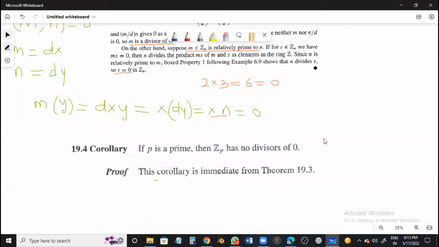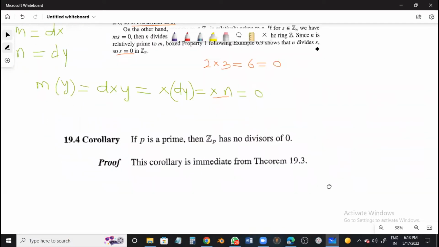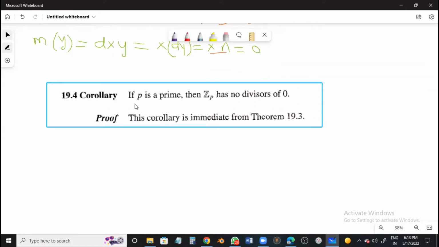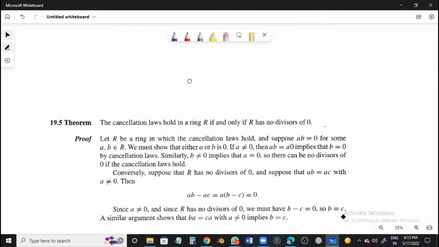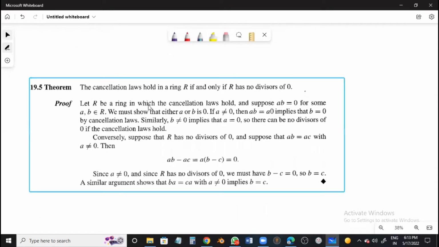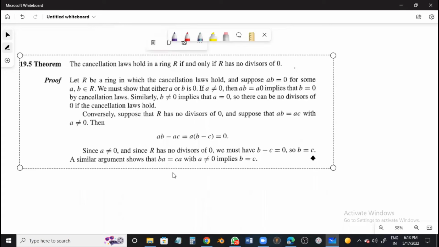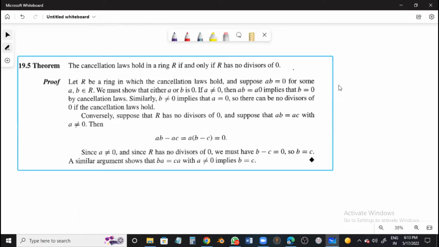Let us use this concept, and we know in case of prime, in case of Zp, every member of Zp will be prime to p. So it has no 0 divisors. Now, yesterday we stopped with the cancellation laws. Let us talk about cancellation law now.